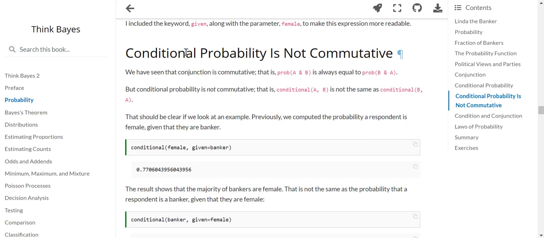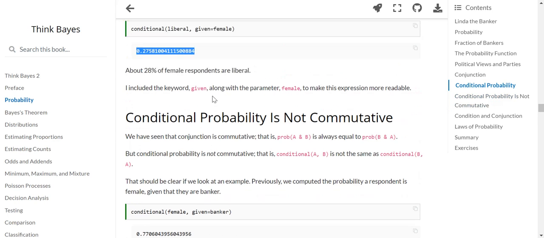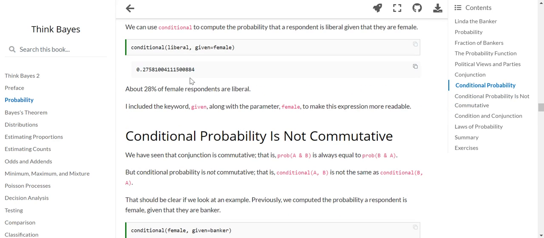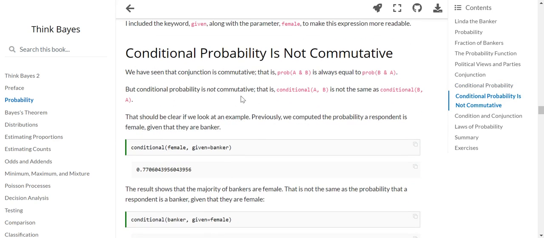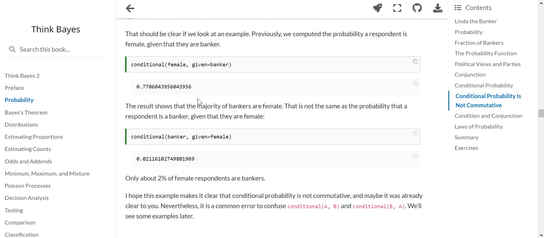So now comes conditional probability is not commutative. Saying how many female respondents are liberal is different from how many liberal respondents are female. That is somewhat understandable. This also gives us that the conditional probability of A given B is not the same as the conditional probability of B given A. They've also given us the example. The conditional probability that you have a banker and she's a female is approximately 77%, while the conditional probability that you have a female and she is a banker is only 2%.